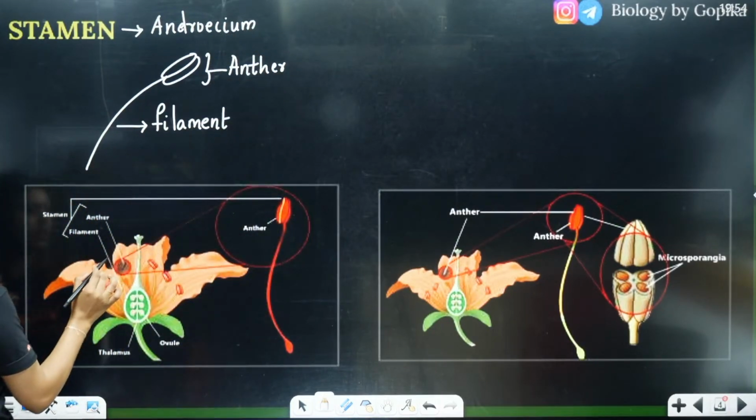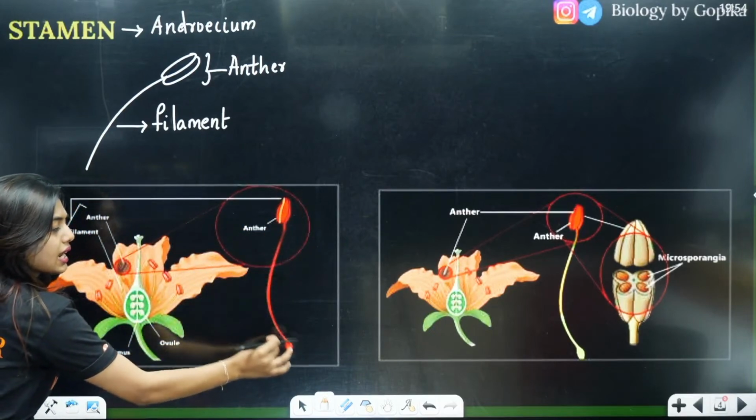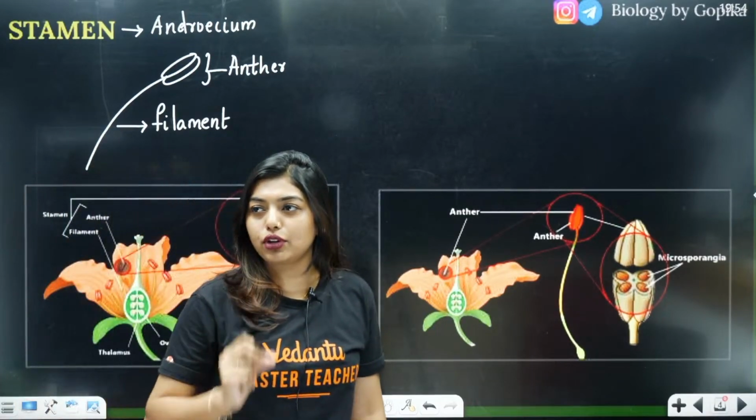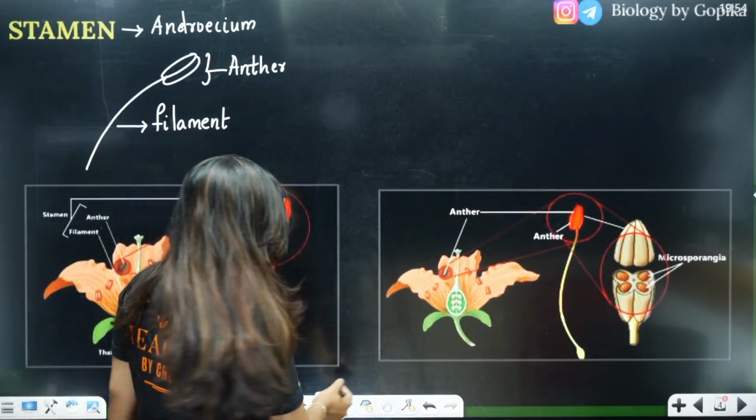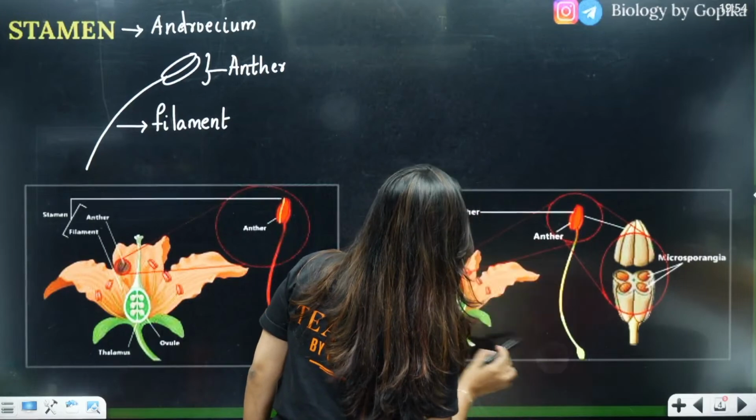So, students, as you can see from the flower, one anther is taken. Now, one more very important statement is given. Yes. Pushpa, you can use this, okay? You can watch the video, don't even worry.